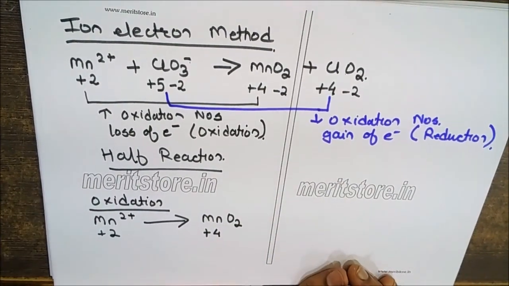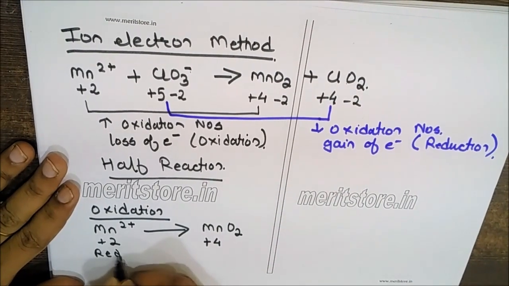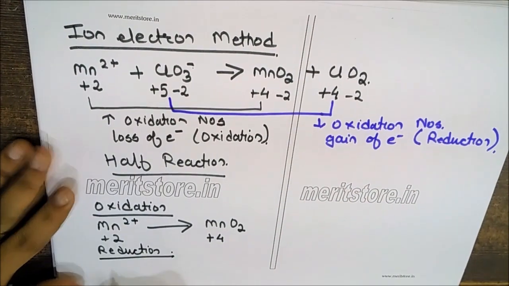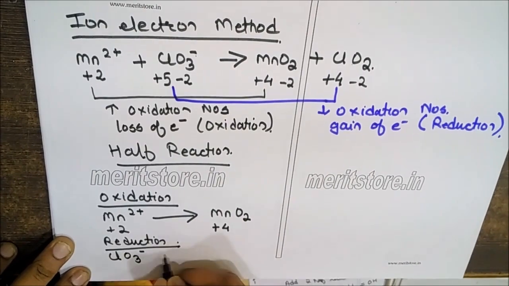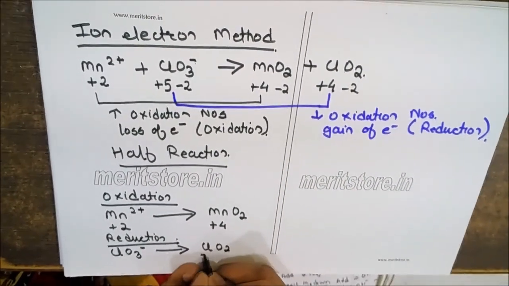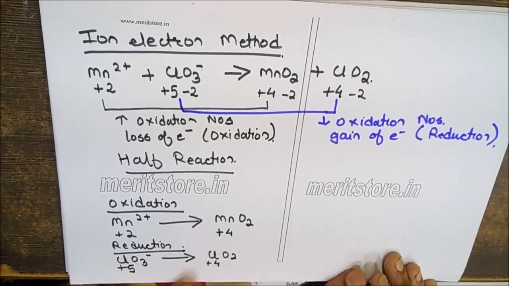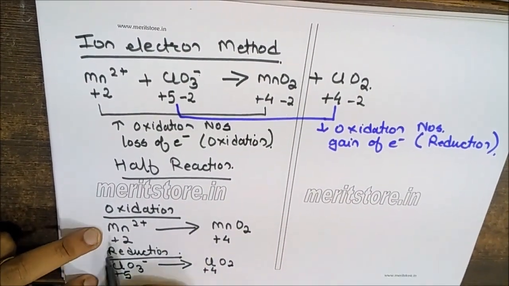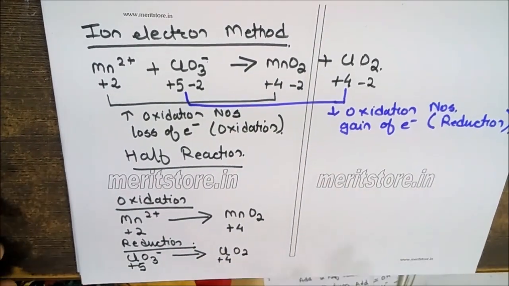Okay, now after I have written the oxidation reaction, I will write down also the reduction reaction. Reduction reaction is ClO3 minus, forming ClO2. Here there is a charge of plus 4 and here there is a charge of plus 5. Alright. Now we need to balance these two reactions for each atom. Okay. So see, is Mn balanced? Yes. One atom on both sides. Is Cl balanced? Yes. One atom on both sides.